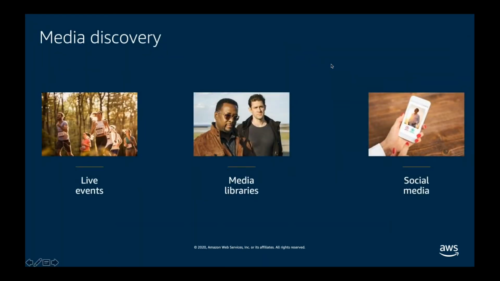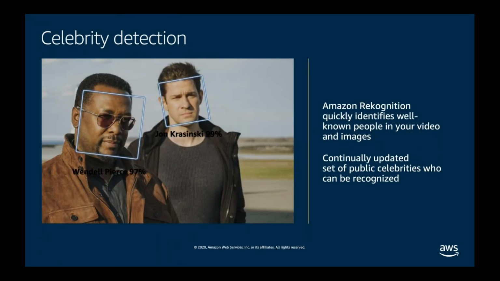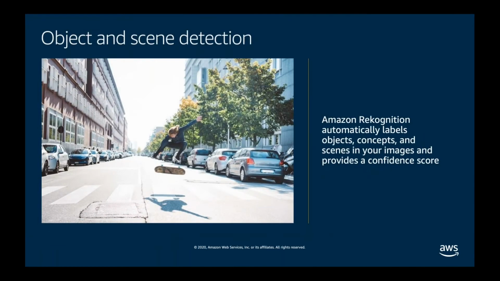Now you can discover this media in lots of different places, live events, media libraries, social media, and you can just use tools like Amazon Rekognition to figure out the who, what, and where is happening in your media, right? Rekognition gives you the ability to do celebrity detection. It also gives you the ability to do classification as well, right? So it can automatically give you the labels of what's happening in your content, the concepts and the scenes.